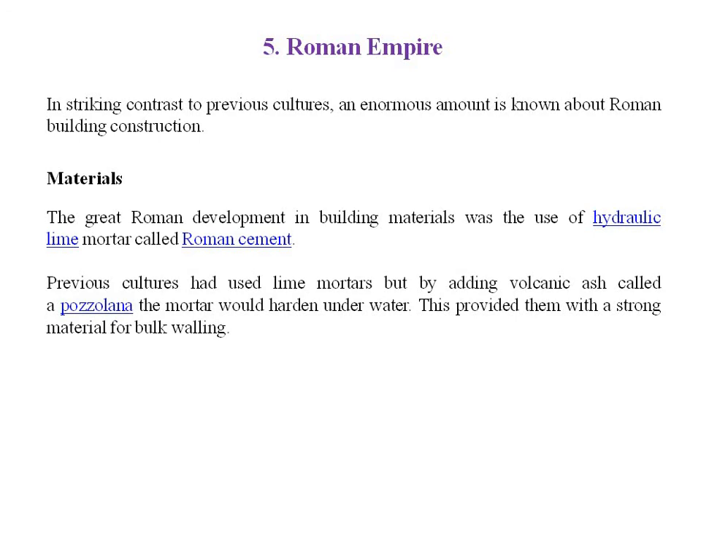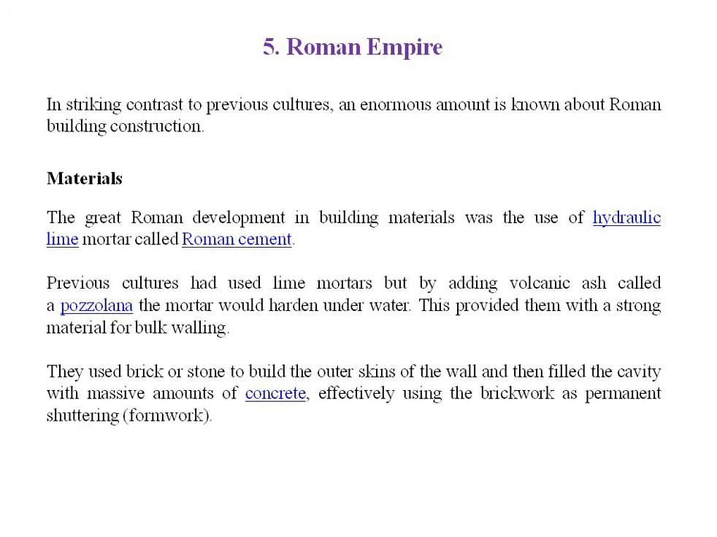Previous cultures had used lime mortars, but by adding volcanic ash called pozzolana, the mortar would harden underwater. This provided them with a strong material for bulk walling. They used brick or stone to build the outer skins of the wall and then filled the cavity with massive amounts of concrete, effectively using the brickwork as permanent shuttering formwork. Later they used wooden shuttering that was removed for the concrete to cure.